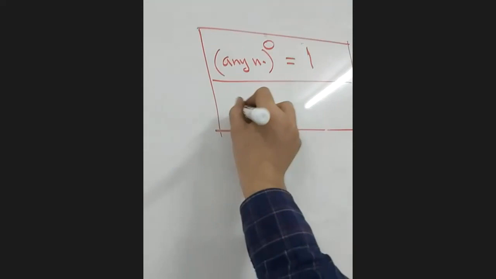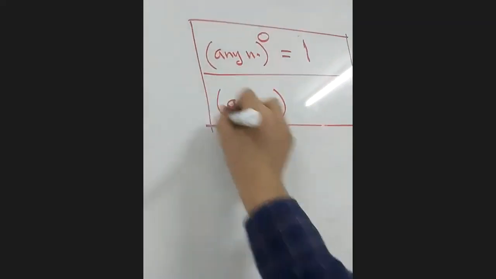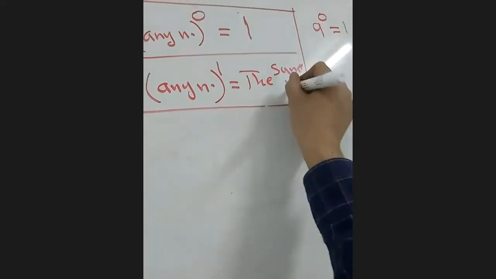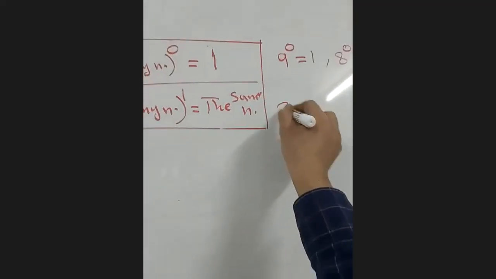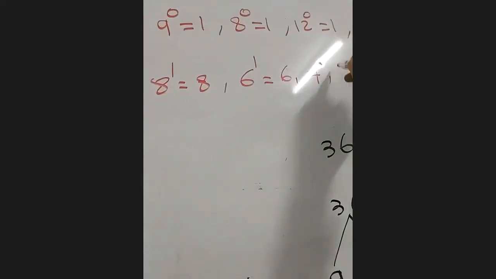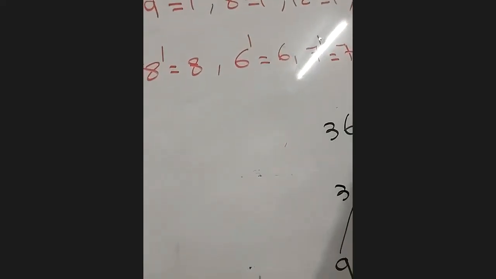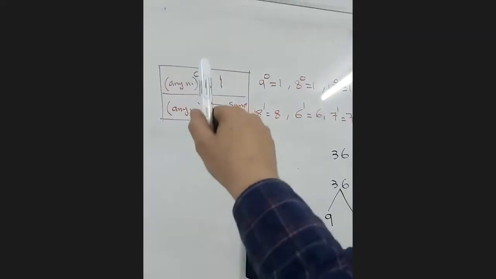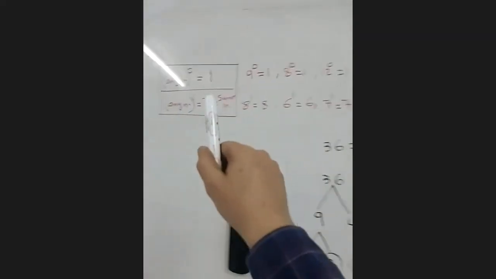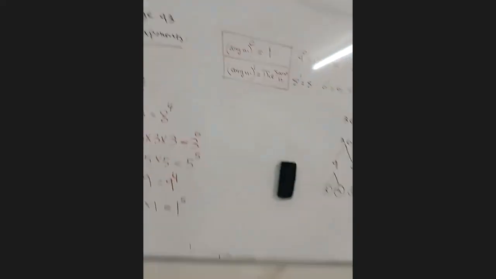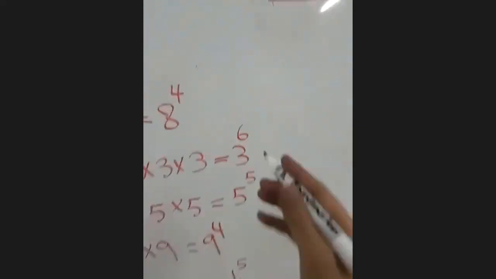Now any number to the power 1 equals the number itself, the same number, like 8 to the power 1 is 8, 6 to the power 1 is 6, 7 to the power 1 is 7, and so on. So again, any number except 0 to the power 0, the answer is always 1. Any number to the power 1, the answer is always the number itself. These are 2 special cases. Let's go down to question 8.